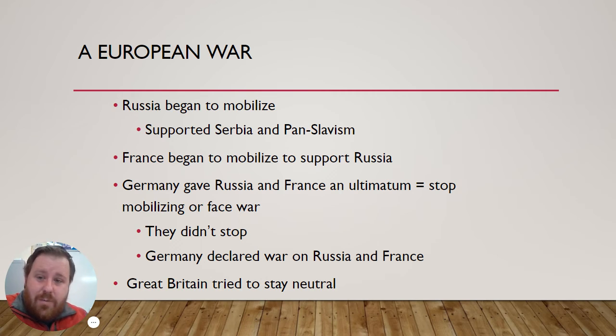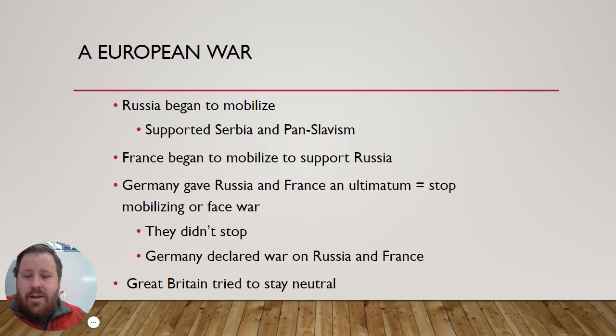Then Russia begins to mobilize too. They supported Serbia because they supported Pan-Slavism, because hey, Russia has lots of Slavs too, so this would be really good for Russia. It might even become part of Russia if there is a pan-Slavic nation like they wanted. Then France began to mobilize to support Russia because France and Russia are in the same alliance. Remember, Serbia is not in that alliance, but Russia is. So France mobilized to support Russia.